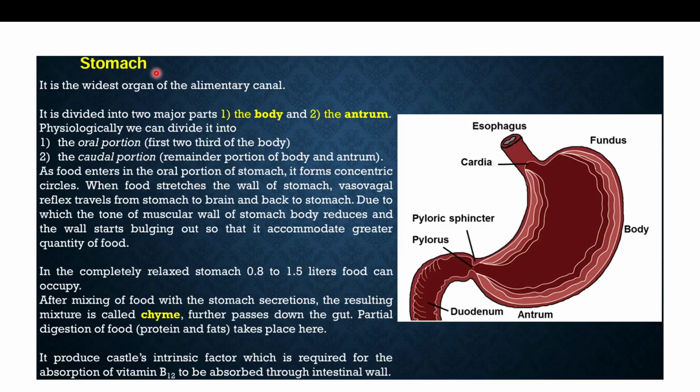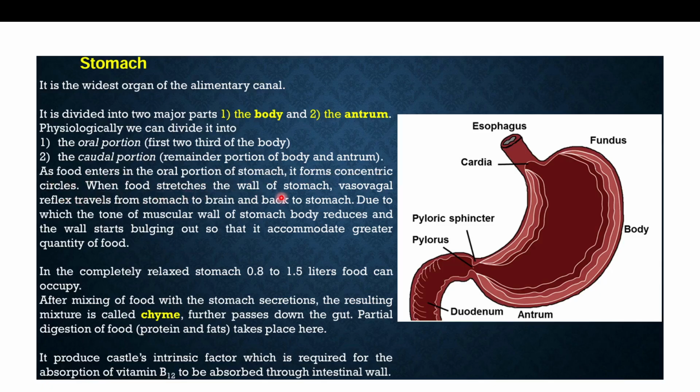And the stomach is actually the widest organ of the alimentary canal. It is divided into two major parts. One is the body, and next comes the antrum. This is the body, this is the antrum here. The oral portion is the first two-thirds of the body, and the caudal portion is the remaining portion of the body and antrum. So as the food enters the oral portion of the stomach, it forms concentric circles.